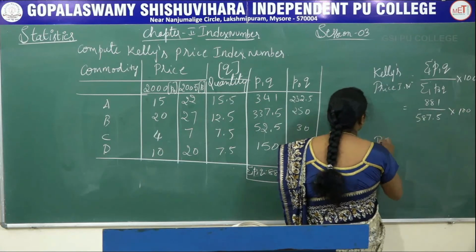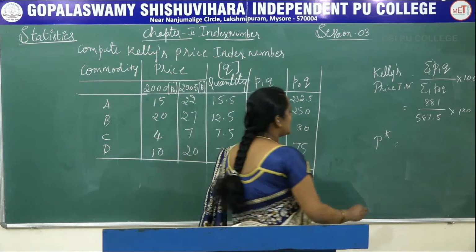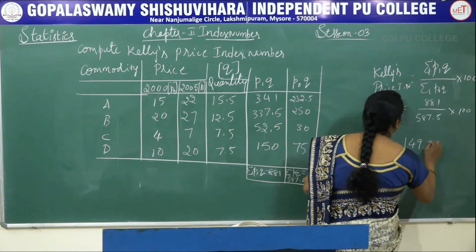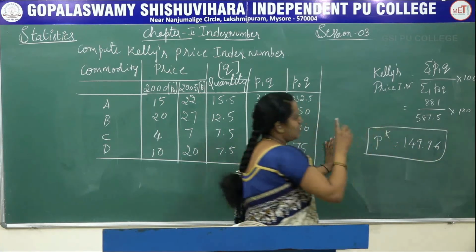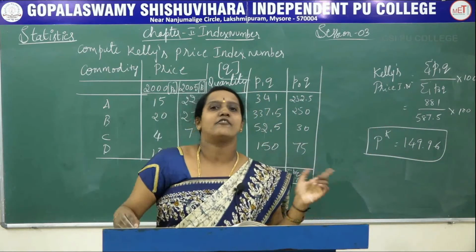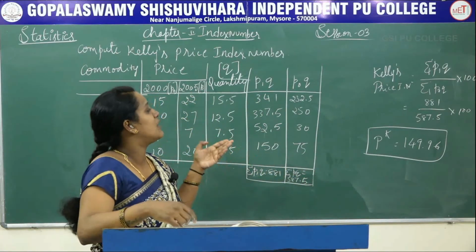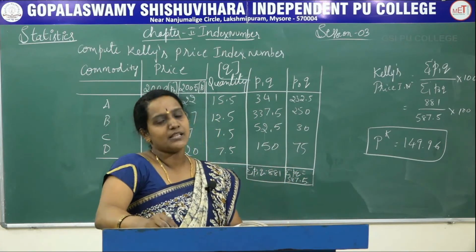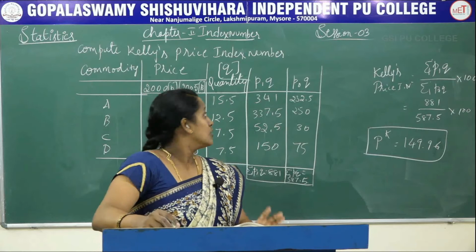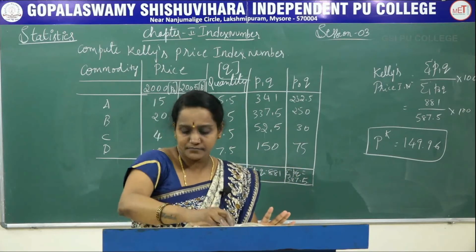So Kelly's price index is 149.96. After dividing this, first you have to divide, then you have to multiply with 100, so that you will get the value of Kelly's, that is 149.96. Only in Kelly's price index number the year will not be mentioned for the quantity.